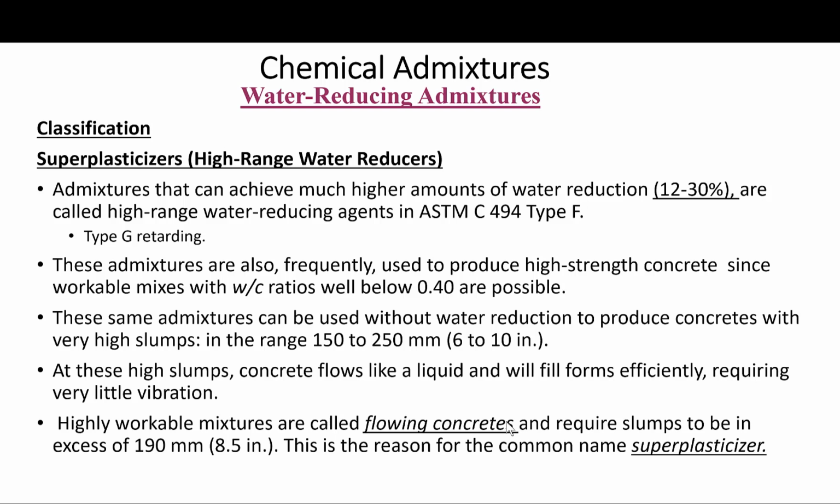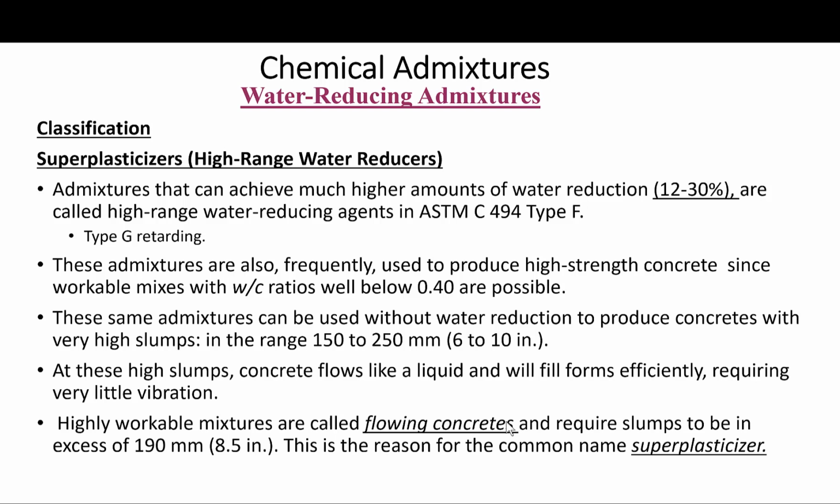This third category is the superplasticizers or high-range water-reducing admixtures, HRWR, if you see this abbreviation. These are admixtures that can achieve much higher amounts of water reductions, about 12 to 30%. And they are referred to as high-range water-reducing agents, according to ASTM C494.